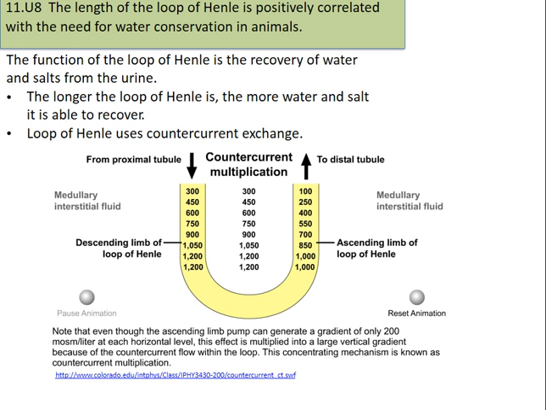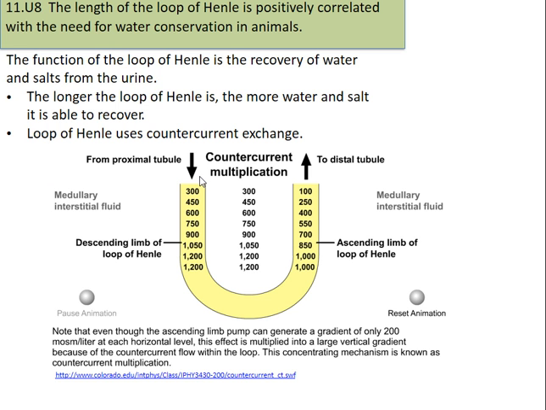The whole function of the loop of Henle is the recovery of water and salts from the urine. Remember, we often need to keep water and salt in our bodies. They're things we don't necessarily want to leave, so we want to store them up inside the medulla. The longer the loop of Henle, the more water and salt is able to be recovered. We'll come back to that again in a little bit.